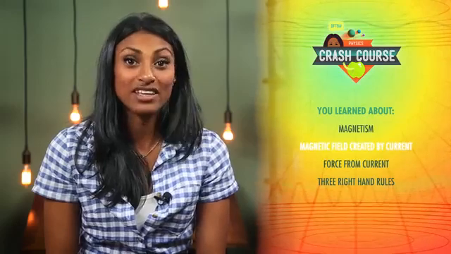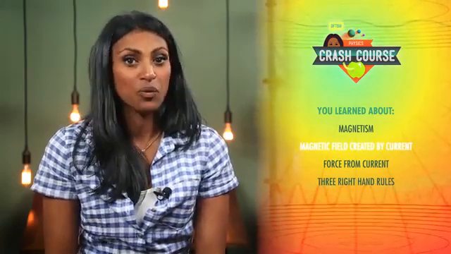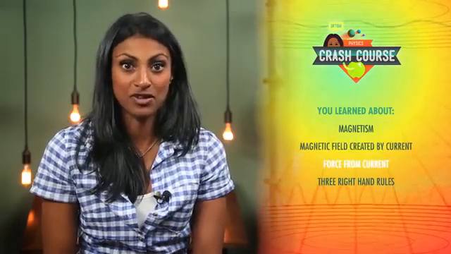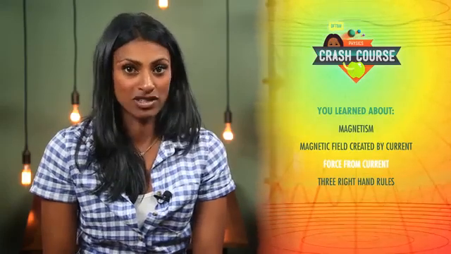So electric currents create magnetic fields, and magnetic fields exert forces on electric currents and charges. Ørsted's experiment was simple, but his discovery linked 2 major fields of physics and inspired other scientists to do a lot more experimenting. Today you learned about magnetism and the magnetic field created by a current running through a wire. We also talked about the force from a magnetic field on a current running through a wire and on a single charge moving through a magnetic field. And we went through the 3 right-hand rules.